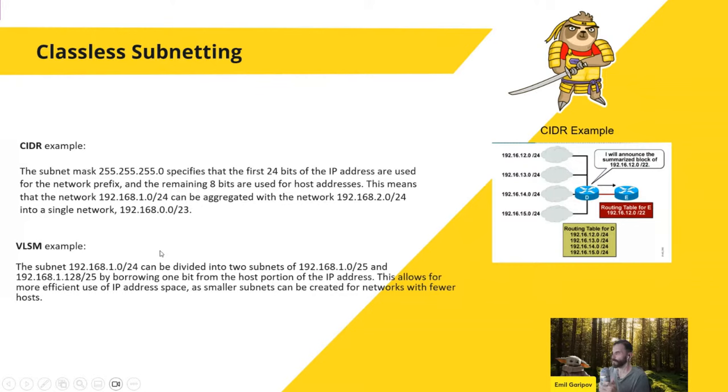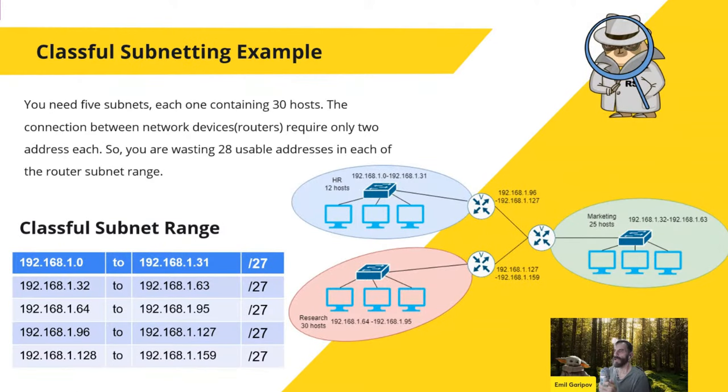So let's move on to the next slide. Here you can see examples of classless subnetting. For example, you need 5 subnets, each one containing 30 hosts, and the connection between network devices, routers, you can see here, requires only 2 addresses each. For example, the connection from this router to this router and from this router to this router, we need to use only 2 IP addresses. But with classful subnetting, this is too hard to implement.